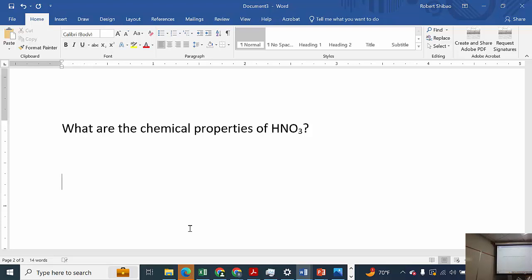For H plus, you don't have to do it like I did. For metathesis, you can just say H plus, see acid section. So you don't have to write it twice. Essentially, it's the same thing.